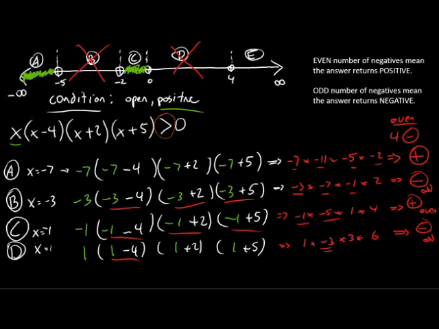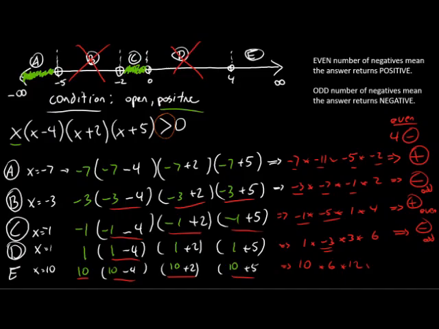Finally, we'll do the same thing for E, and we'll pick an x that is greater than 4. Let's just use 10. We will place 10 for all of our x's. We'll have the 10 from the outside, and then 10 minus 4 will give us 6, 10 plus 2 will give us 12, 10 plus 5 will give us 15. All of our terms are positive, therefore we can expect our answer to return positive. This does match the condition, and therefore region E will be part of our answer.